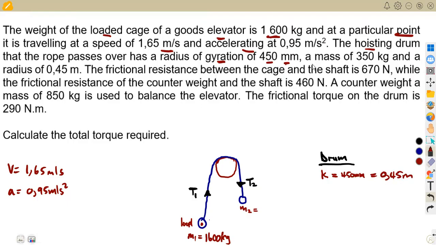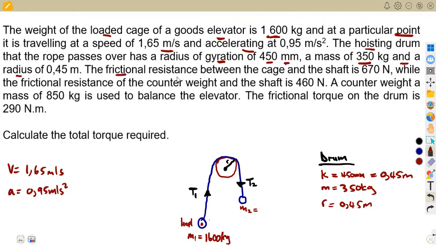A mass of, so this is affecting all the drum. Take note, the hoisting drum, this is the information about the drum. So this drum that we see, it has a mass. This is the mass of the drum, which is 350 kilograms, and a radius. Now we are talking about the radius of the drum from the center to the point whereby we're now talking about the real radius of the drum, that is 0.45 meters. So we've got the radius of gyration, and we've got the radius, the actual radius, okay?